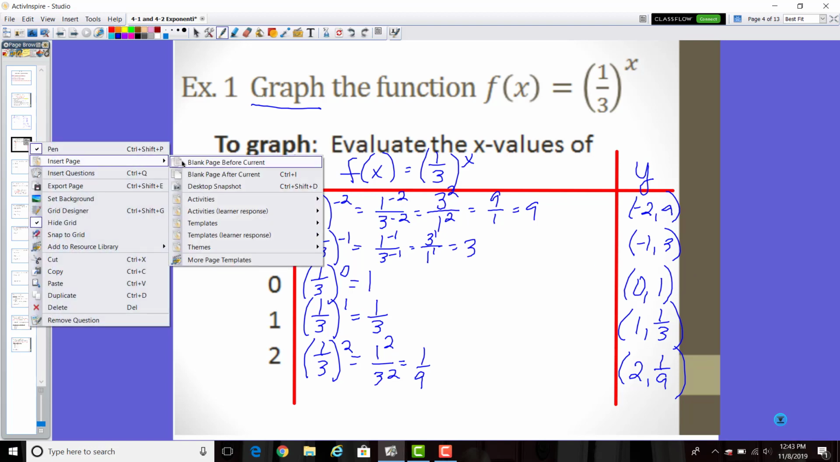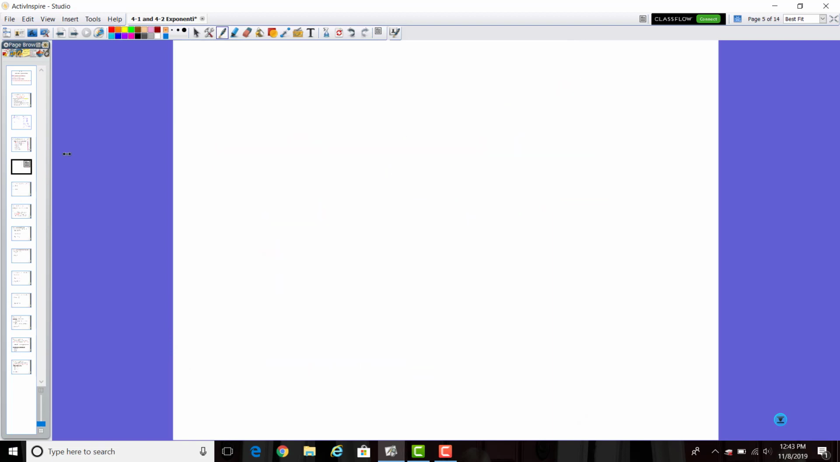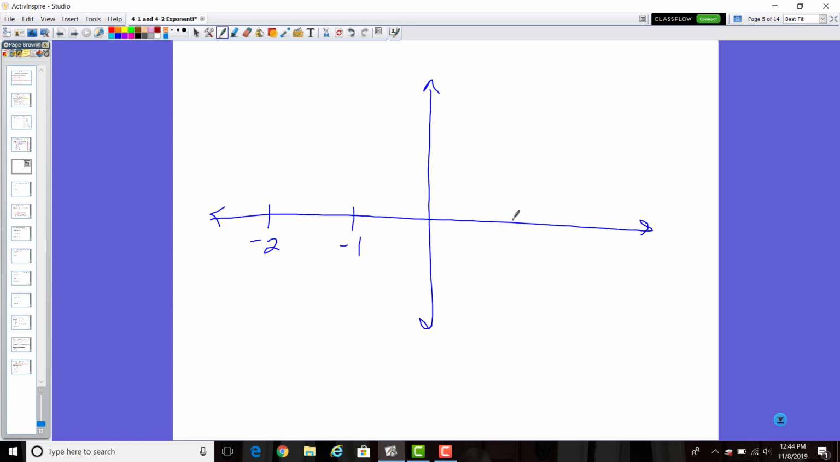You can make a quick sketch of our graph, XY coordinate plane. We picked x values -2, -1, 0, 1, and 2. When I plugged in -2, I got 9. Plugged in -1, I got 3. 0 is at 1, 1 is at 1/3, and 2 is at 1/9. So we have a smooth curve moving down from left to right.